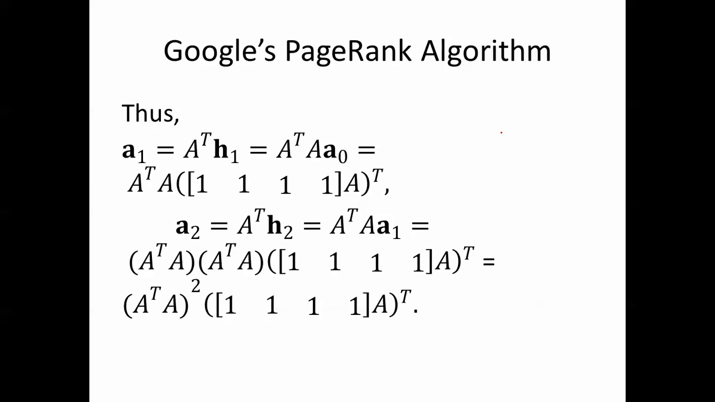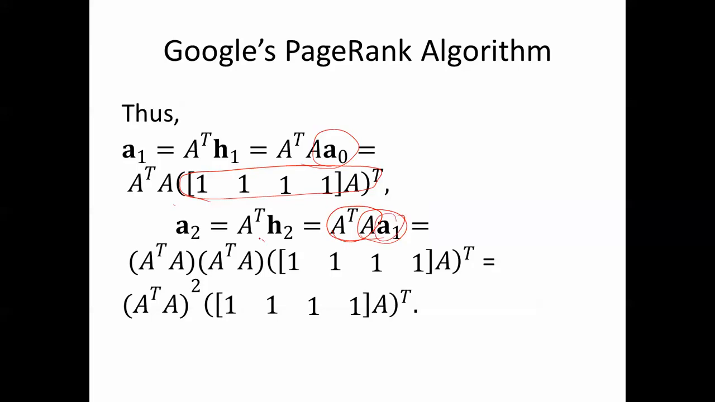So thus, A1 is A transpose times H1, and H1 is A0. So let's replace A0 with this, and this is our formula for A1. Similarly, A2 is going to be A transpose times H2. We already know what H2 is going to be. H2 is going to be A times A1. And so we plug this in for A1. Oh my goodness, are you lost yet? So again, this is going to be A transpose A times A1.